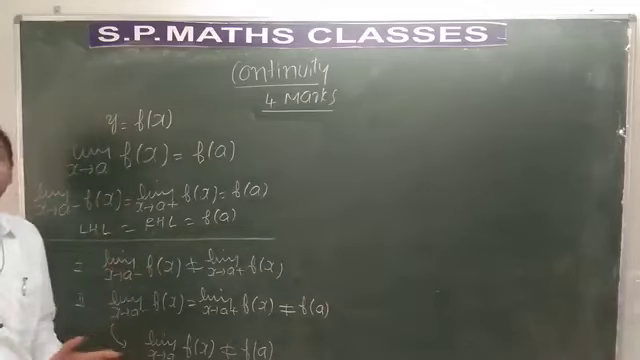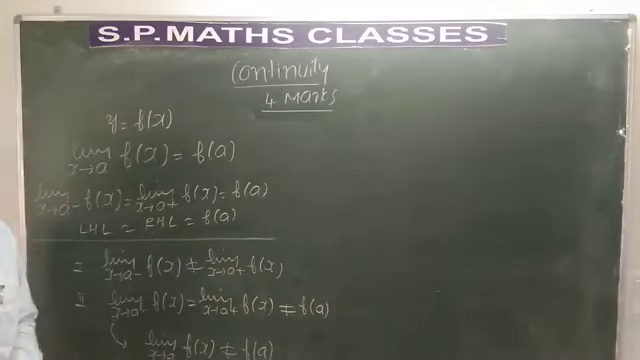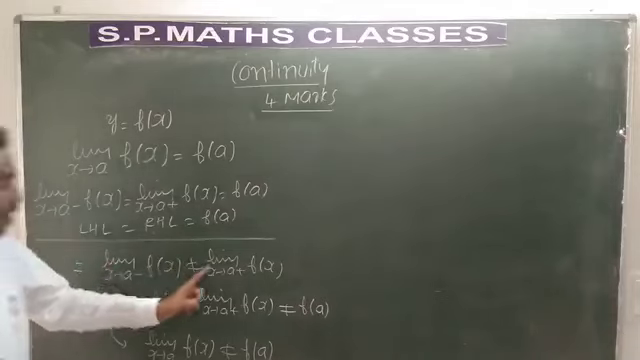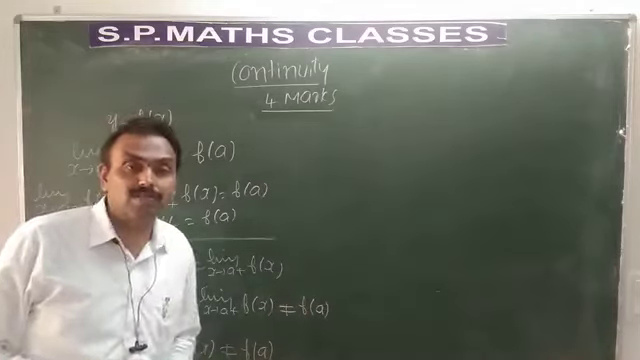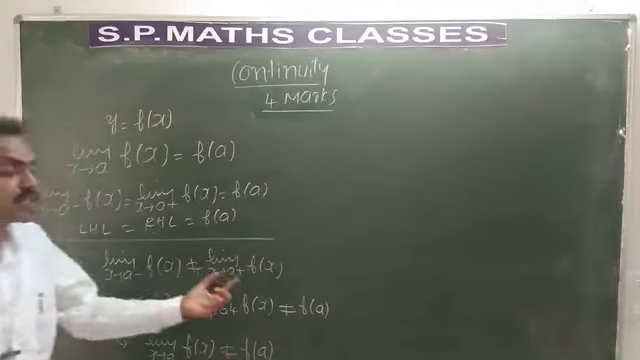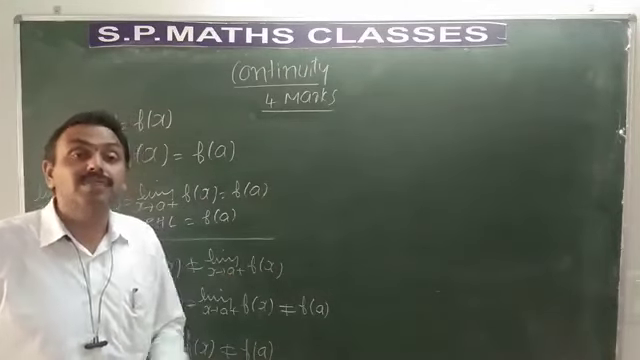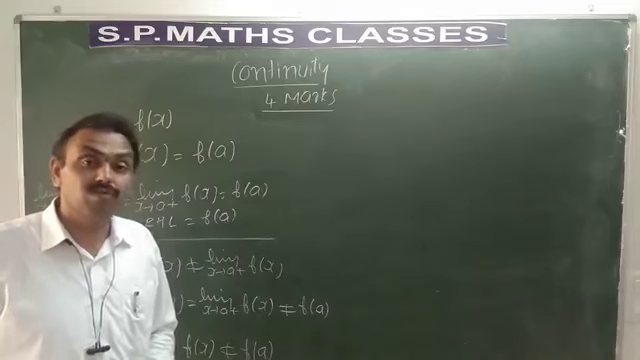So here we have conditions for discontinuity or not continuity of a function. A function y is equal to f of x is said to be discontinuous or not continuous at x is equal to a if the limit as x tends to a minus of f of x is not equal to the limit as x tends to a plus of f of x. That is, left hand limit is not equal to right hand limit, means the limit of a function itself does not exist. That is called discontinuity of first kind.